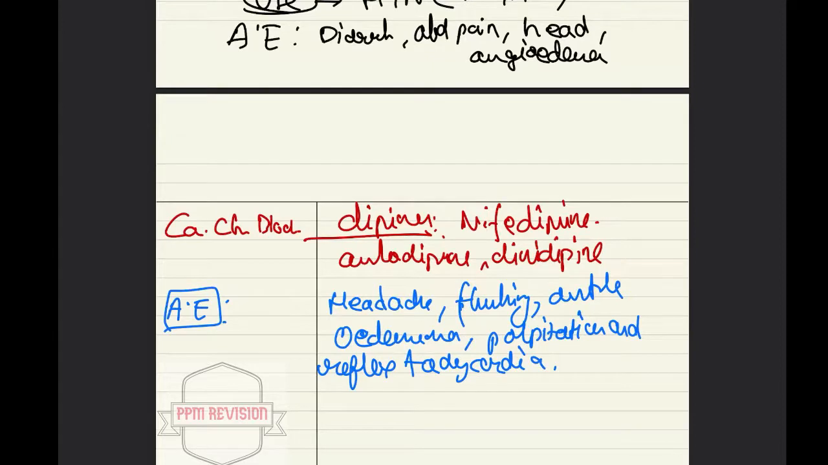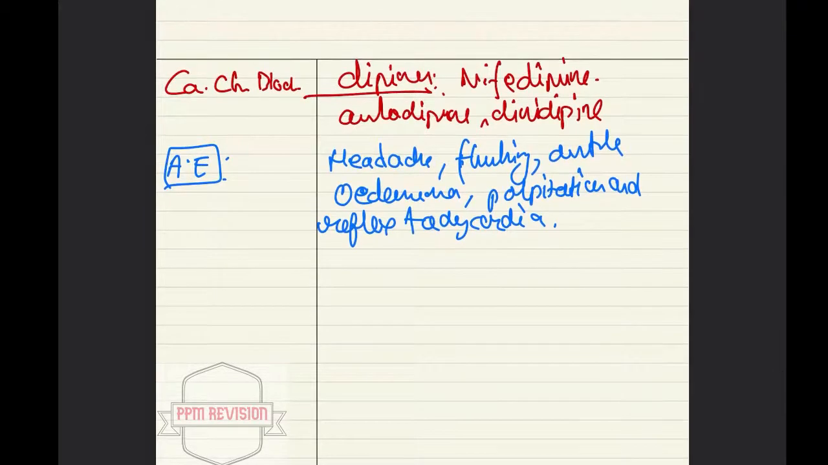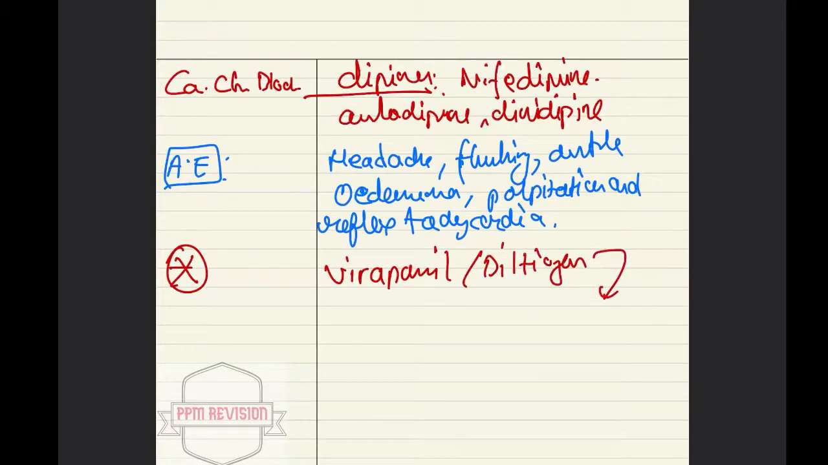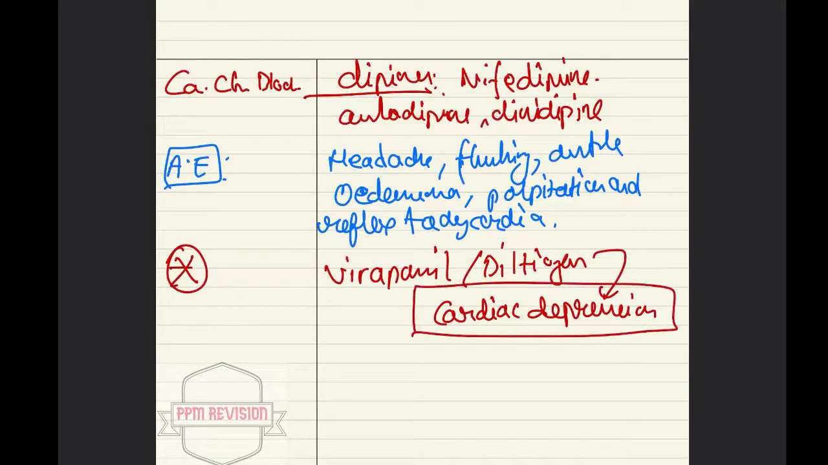Now moving further, we'll be looking at some other dos and don'ts. So what you should not do. Okay. We need to make sure that verapamil and diltiazem should be avoided in patients with cardiac dysfunction. They can cause cardiac depression. So this point needs to be known and they should not be used in case of cardiac dysfunction. Avoid in case of cardiac dysfunction.